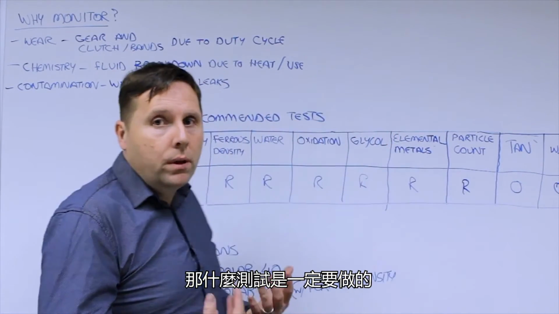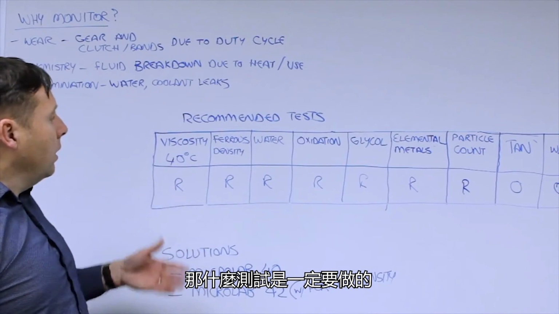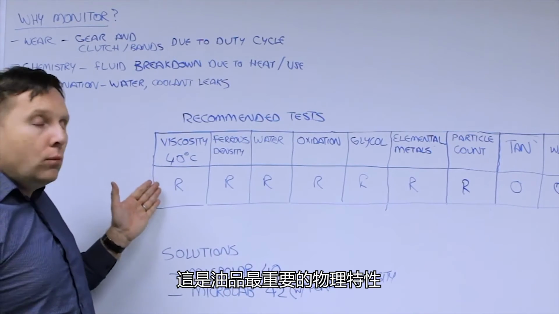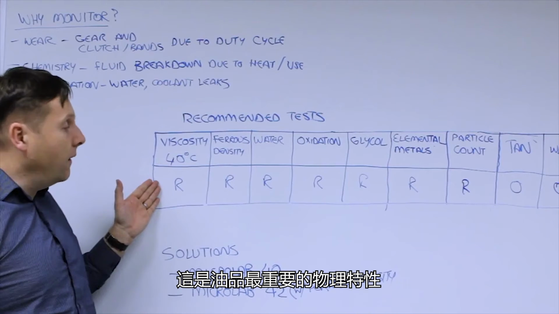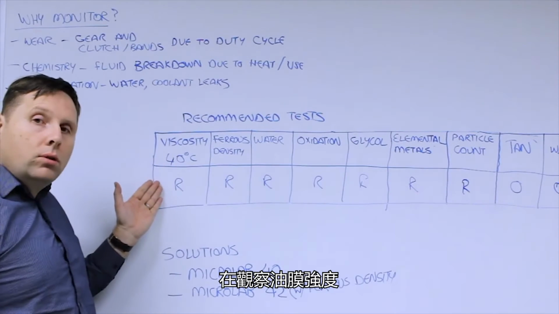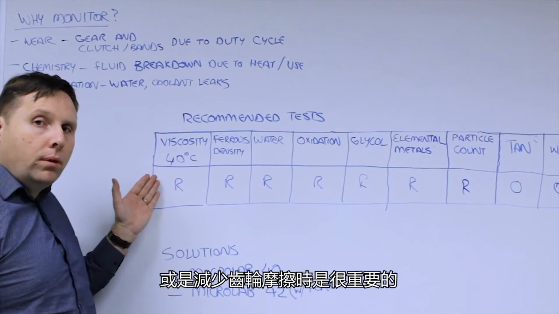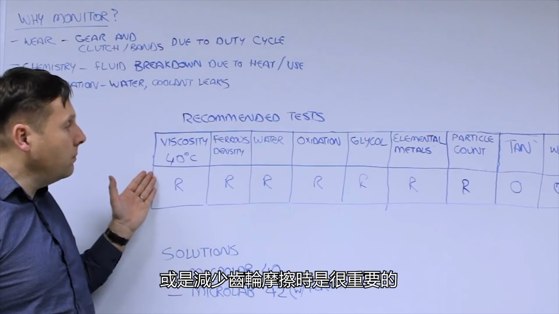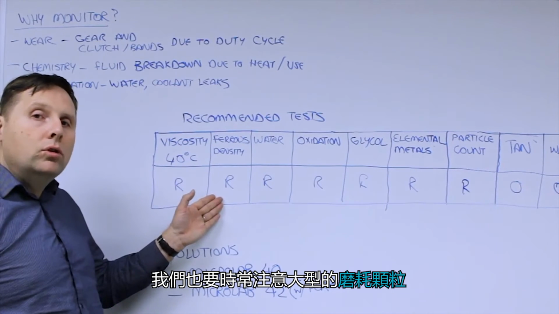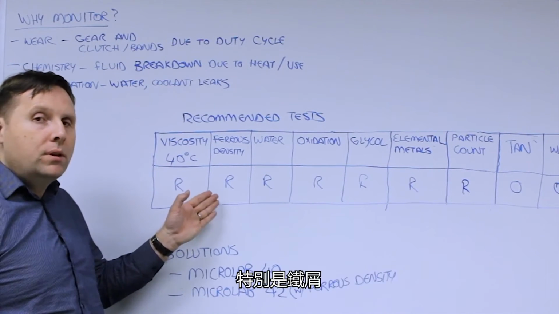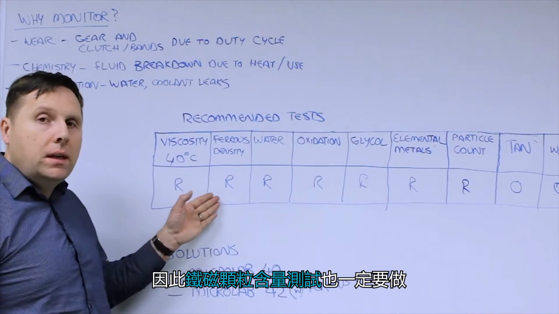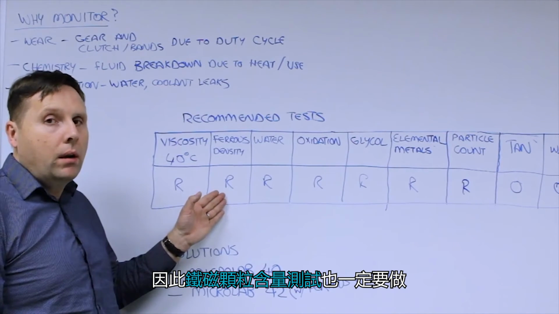So what should we do for the most recommended tests? Well, we should always be running viscosity. It's the most important physical property of the product. It is critical towards film strength as well as proper gear and anti-friction reduction. We always want to be looking for those large wear debris particles, particularly ferrous. So ferrous density is really a strongly recommended test.